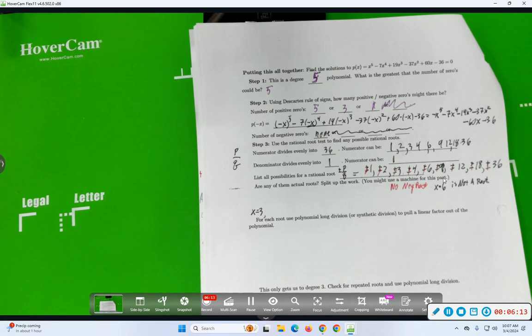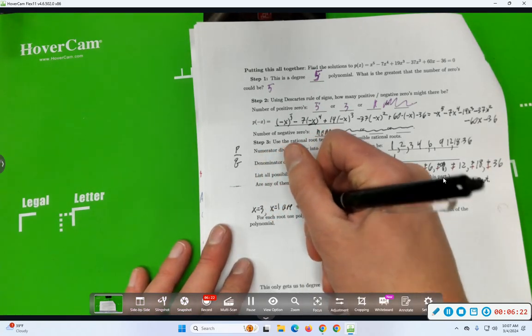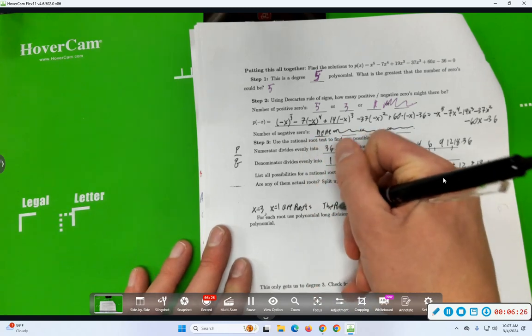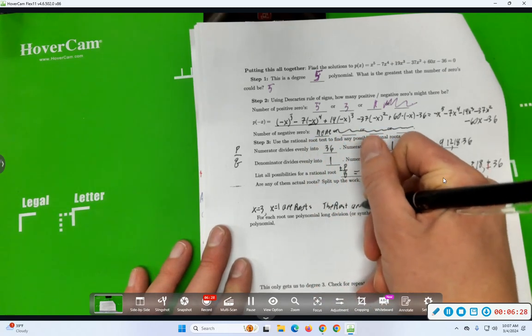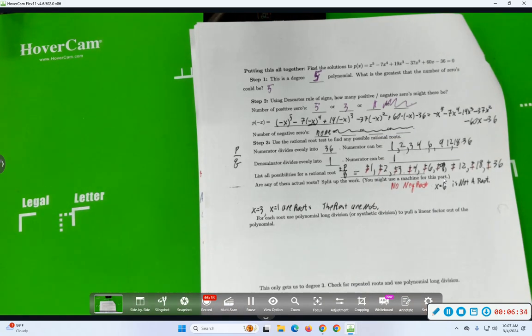Cool. And that agrees with what you said at the beginning, so great. So x equals 3 and x equals 1 are roots. The rest are not. Cool. That feel pretty good? Nice. So here's the next step.